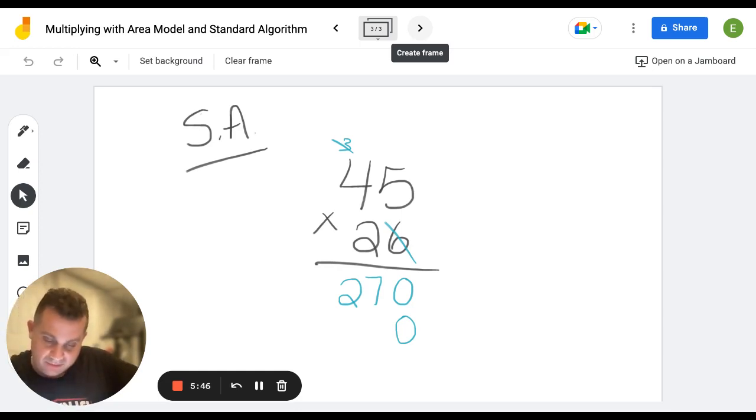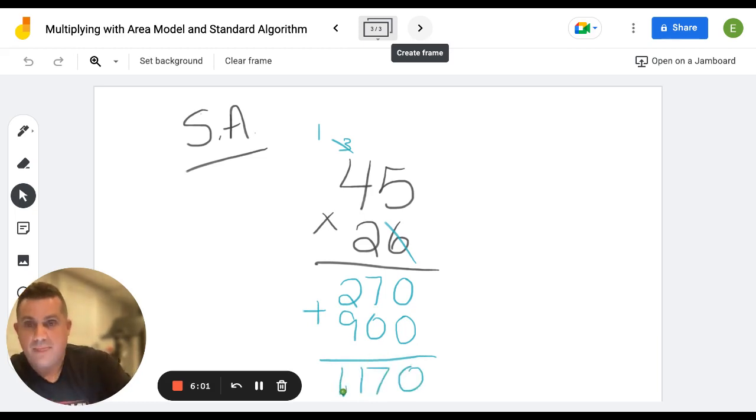Now 2 times 5 is 10. Put the 1 up top. 0 down here. 2 times 4 is 8. Plus 1 is 9. Add up our two partial products.